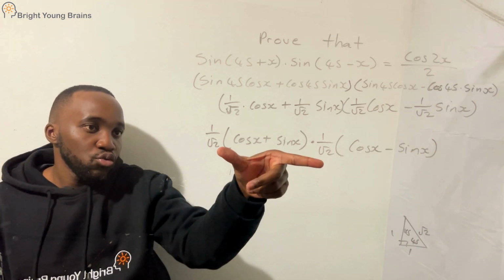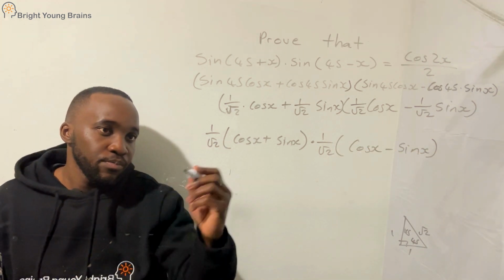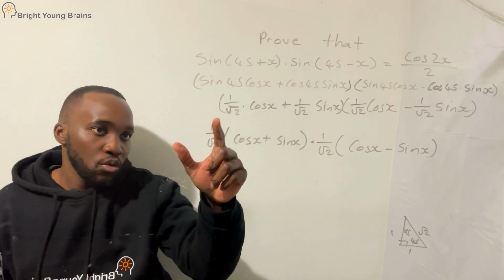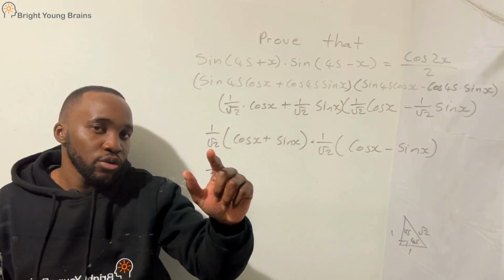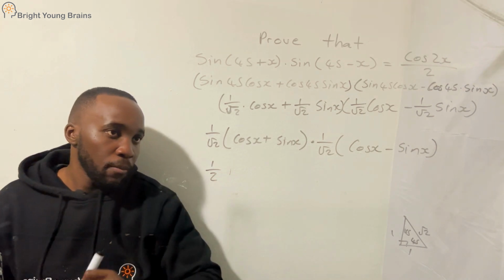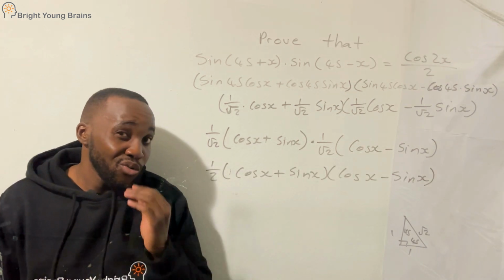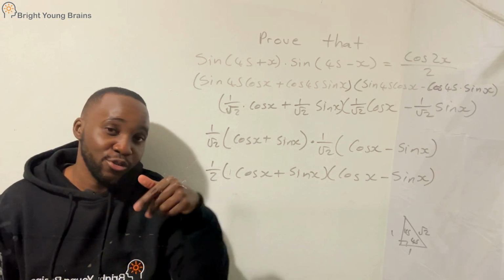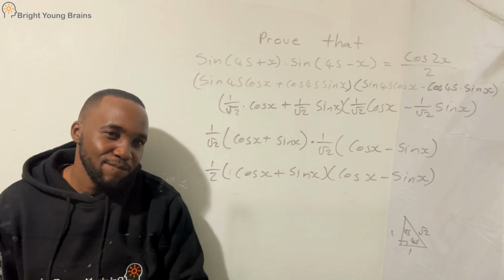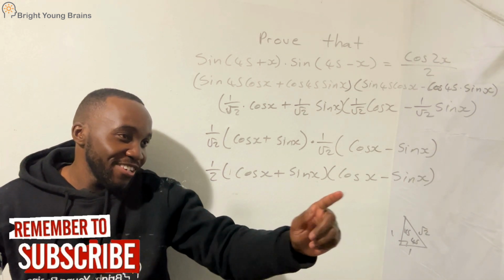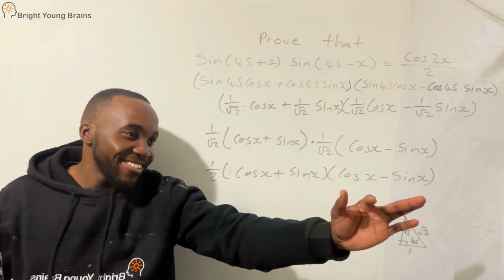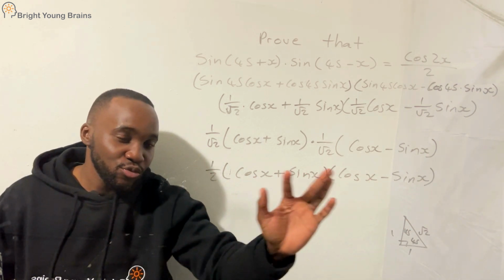Now remember, these two, if you multiply them together, you're just going to end up with a half, you see, because 1 times 1 is 1, square root of 2 times square root of 2 is a 2. Now if you're smart, which you are because you're subscribed, unless you're not, oops, what you're going to see here is this is clearly the difference of two squares.